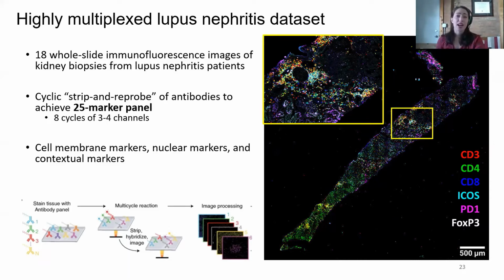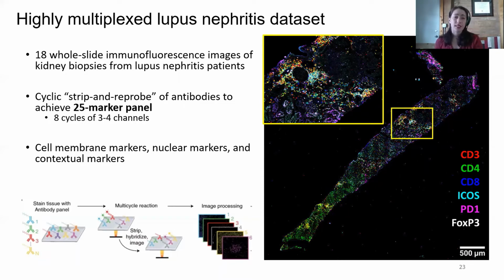But now we have a highly multiplexed immunofluorescence data set of lupus nephritis. The previous data set had outcomes associated with each patient. For this 18 patient cohort, we don't have 2 years of follow-up data for these patients, so we don't have those outcomes, but we can use some of our findings from the outcomes cohort to learn more.